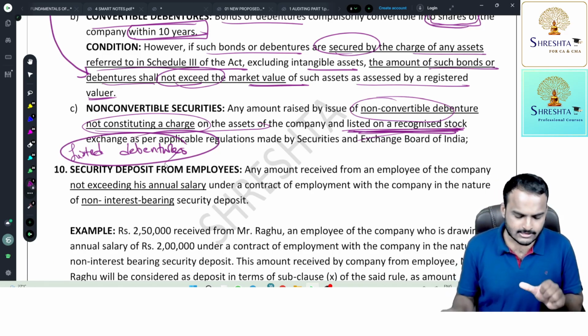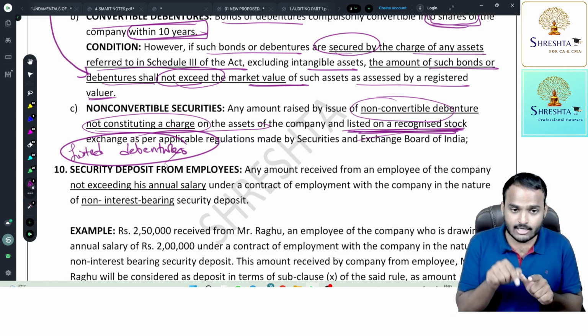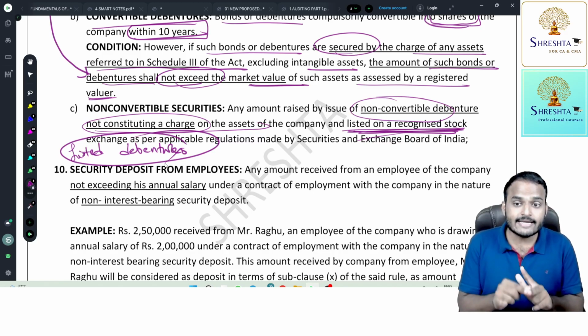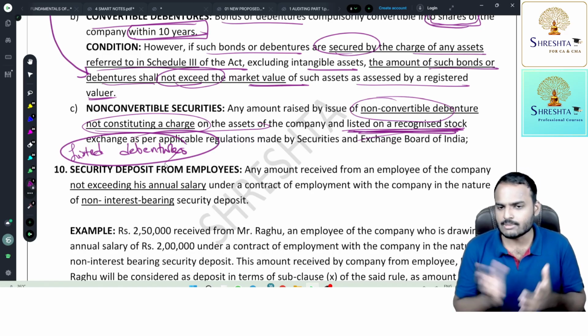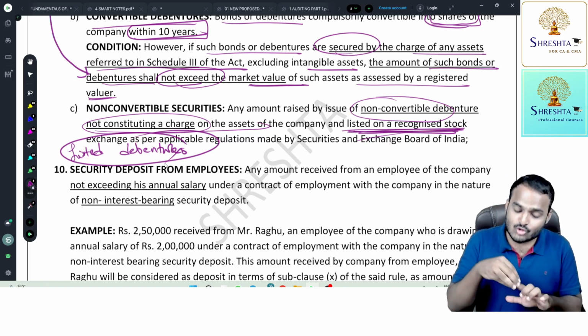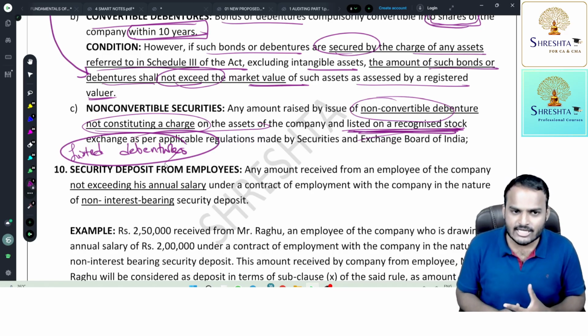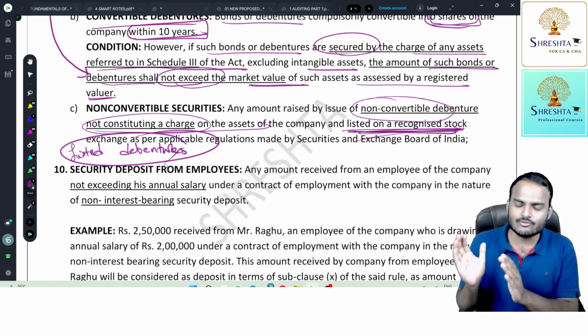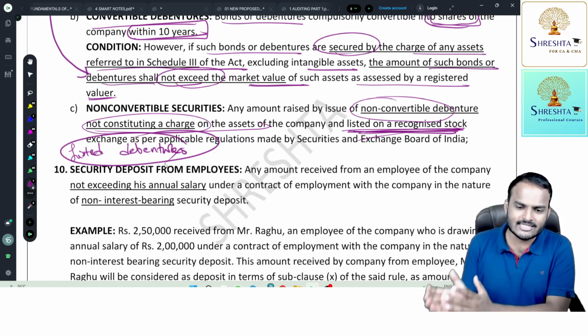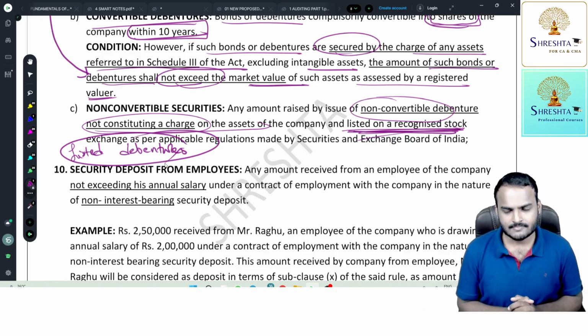So simply, secured debentures are not a deposit, convertible debentures within a period of 10 years from issue are not a deposit, listed debentures are also not a deposit. That means unlisted plus non-convertible plus unsecured debentures will come under the deposit concept. That means they need to follow sections 73 to 76A.